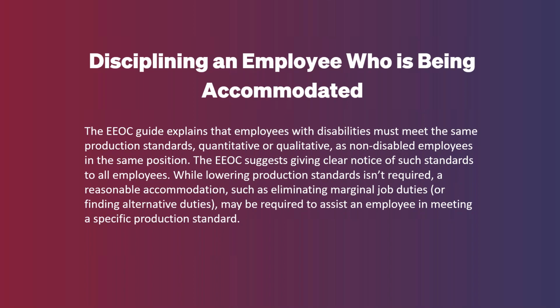I think we talked about this. I think when I said if the quota is 500 widgets a day, you don't have to allow someone to only make 5 as a reasonable accommodation. However, lowering production standards in terms of eliminating or reassigning some marginal job duties to assist the employee in meeting their production standards or meeting performance goals, something like that may be required as a reasonable accommodation.